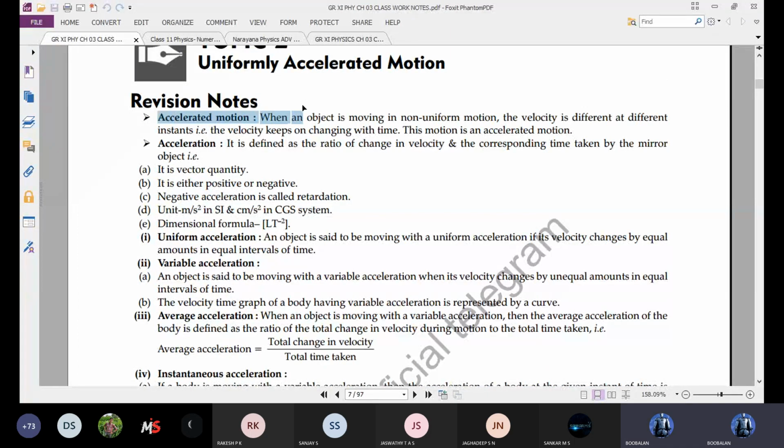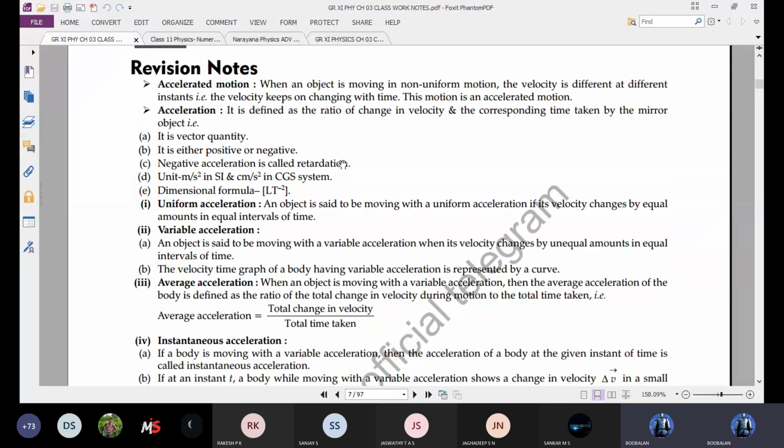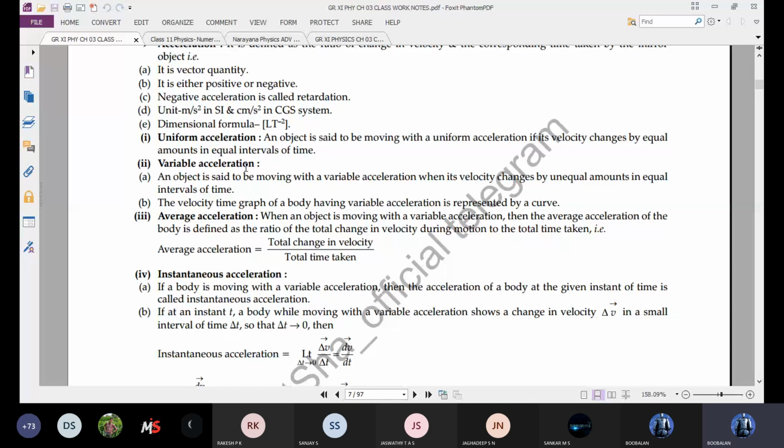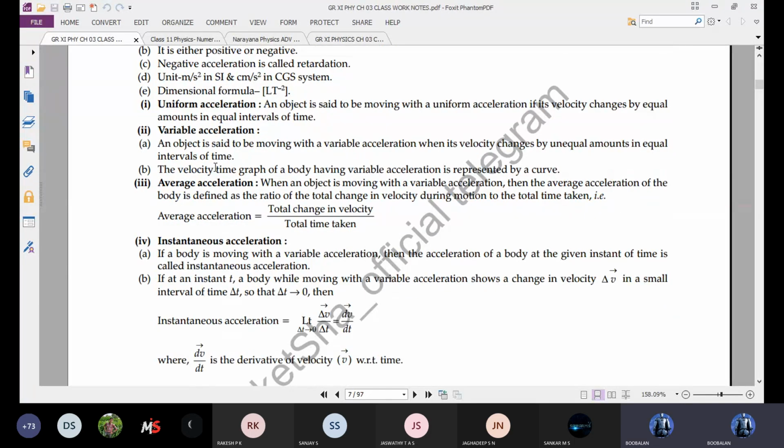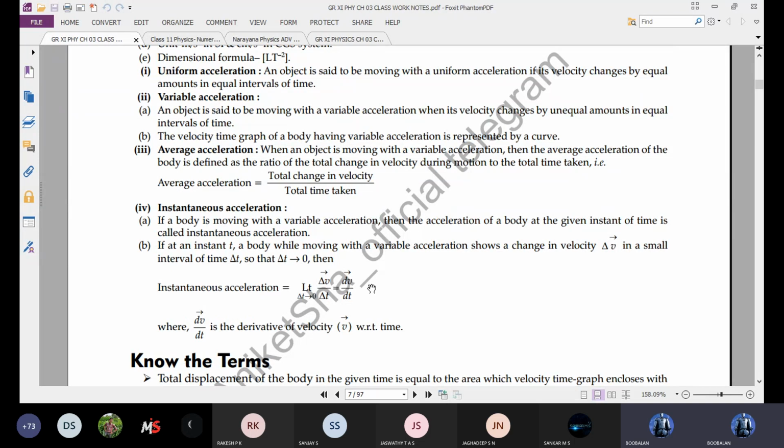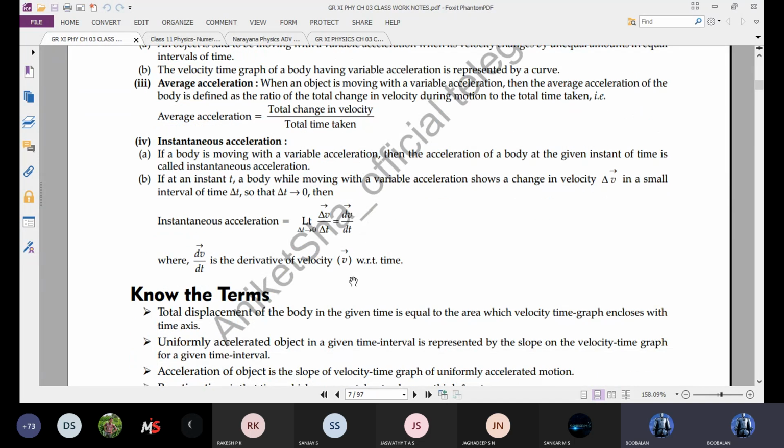So acceleration is the rate of change of velocity. Accelerated motion: when an object is in non-uniform motion, the velocity is different at different instants. This motion is called accelerated motion. Uniform acceleration, variable acceleration, average acceleration, instantaneous acceleration. For the instantaneous, we use the formula.